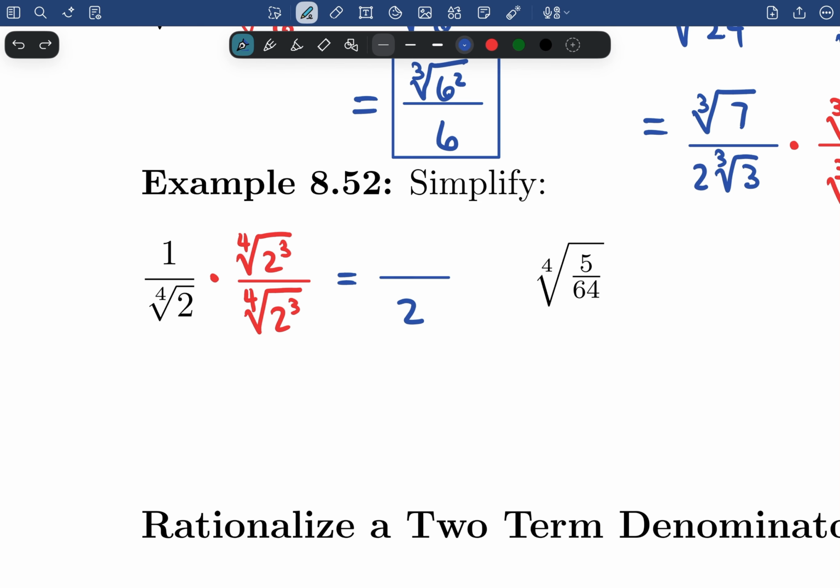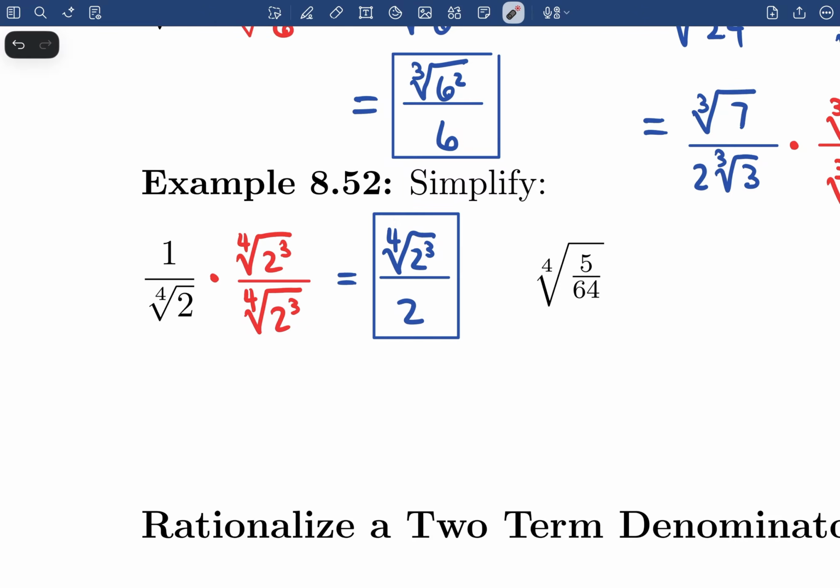Okay, and now looking at the top, well, 1 times the fourth root of 2 cubed is the fourth root of 2 cubed, and we're done. It's okay to have a radical in the numerator. It's not okay to have a radical in the denominator. So we're done simplifying.